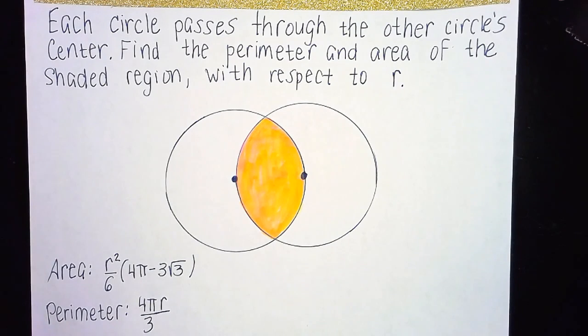Each of the two circles here passes through the other circle's center. Find the perimeter and the area of the shaded region with respect to R. So I don't need a specific radius. We'll just call the radius R. Can you get the same answers I got? Did I make a mistake?